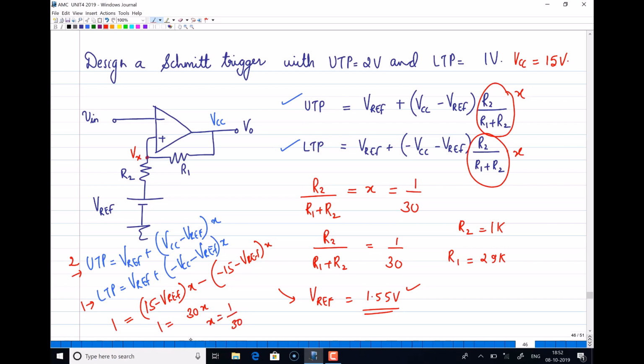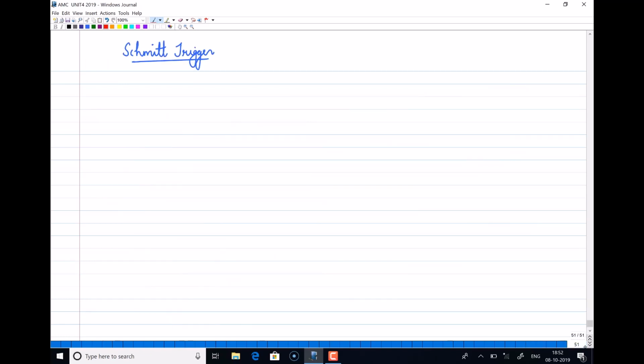So x is basically R2 by R1 plus R2, that is equal to 1 by 30. Take values of R1 as 1k and R2 accordingly, so that you will get the two resistance values, and Vref can be calculated again by substituting back this ratio over here. You will get the Vref value. So Vref is 1.55, right. So that I want to summarize here.